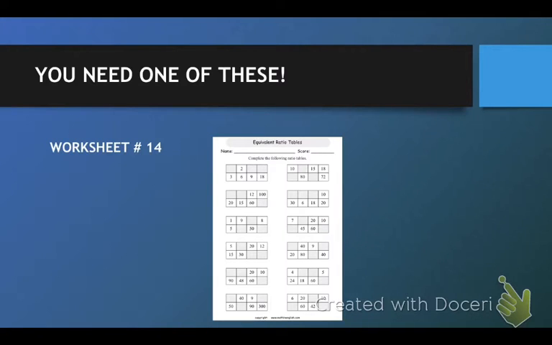Okay. You're going to need one of these. This is worksheet number 14. It is one side. There's 12 different ratio tables that you're going to complete, and we're going to do 2 of those together, and you're going to do 2 of them and get the answers to make sure you know how to do it. We're going to go ahead and get started.